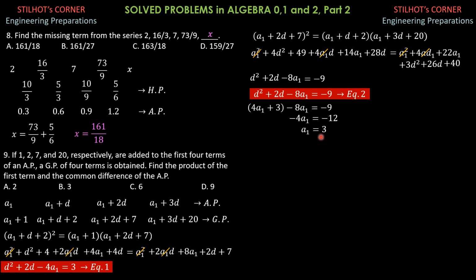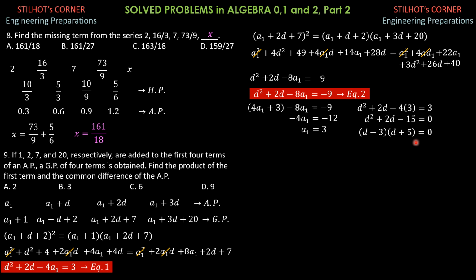Having found a1 is 3, we then substitute into equation 1 the value of a1. So d squared plus 2d minus 4 times 3 equals 3. So d squared plus 2d equals 12 plus 3, 15, so d squared plus 2d minus 15 equals 0. Then factor, we have d minus 3 and d plus 5 equals 0.